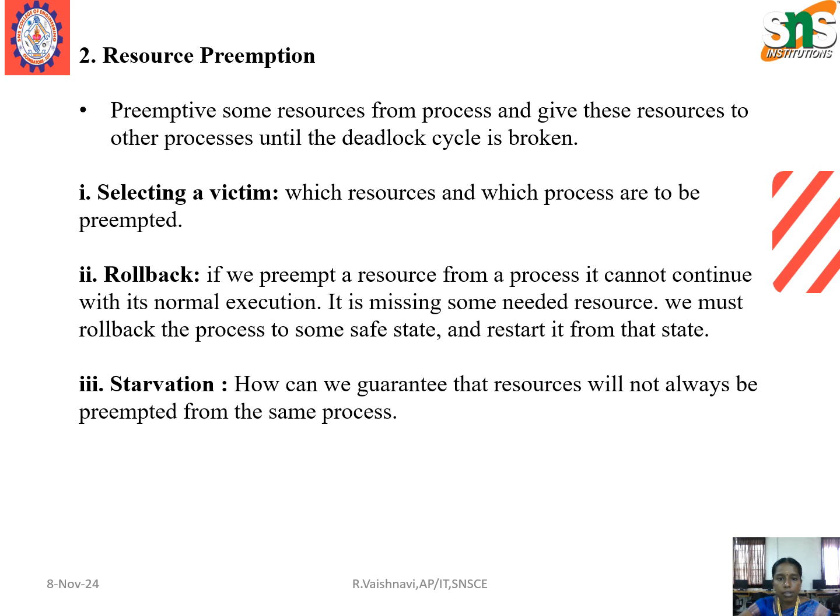Second one is resource preemption. Preempt some resources from a process and give these resources to other processes until the deadlock cycle is broken. Here we have three issues. First one, selecting a victim: which resources and which processes are to be preempted. Second one is rollback. If we preempt a resource from a process, it cannot continue with normal execution, as it is missing some needed resources. We must roll back the process to some safe state and restart it from that state. Third one is starvation. How can we guarantee that resources will not always be preempted from the same process?